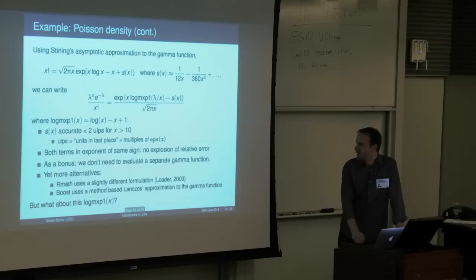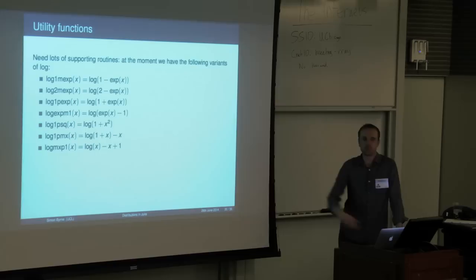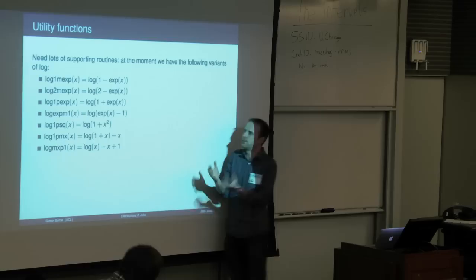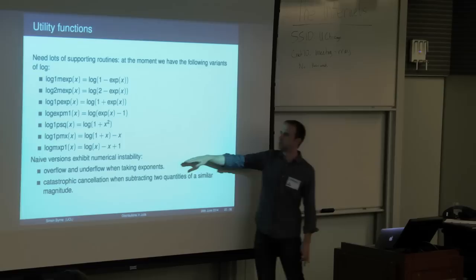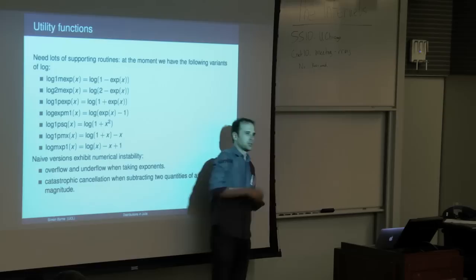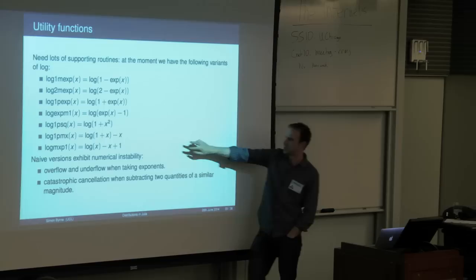So what about this log of x plus 1? This is an interesting story. At the moment, we have a bunch of these extra utility functions, such as variants of log. Rather than implementing them naively, which would otherwise cause problems, we implement them specially. Typically, you get some sort of numerical instability. A lot of these will underflow or overflow very easily: you're taking an exponent, which gets very big, then doing some minor adjustment, and then taking a log. So we need to implement those ones. And then for these last two, we get catastrophic cancellation, which I'll explain.